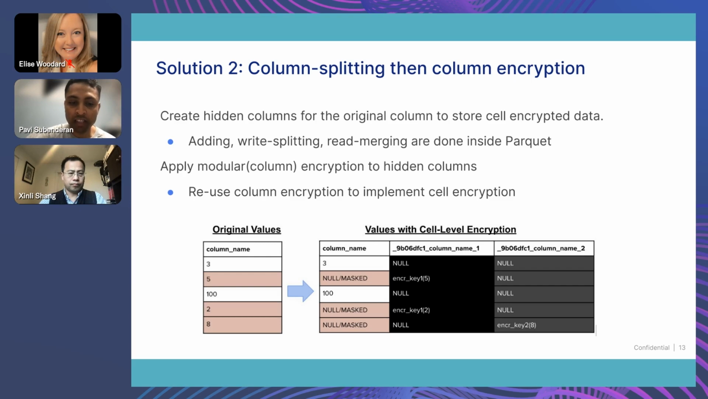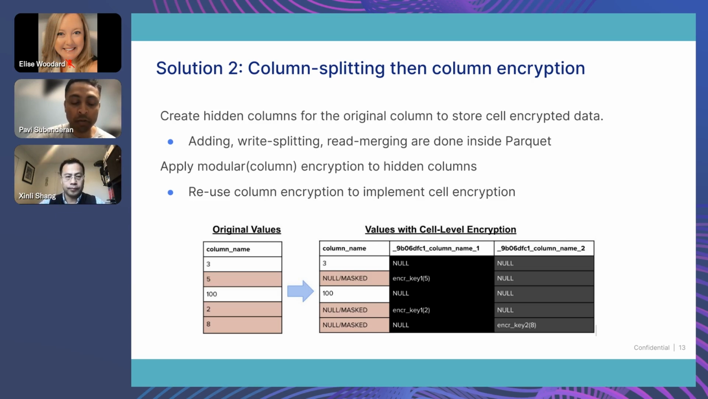In this example, we have a cell encrypted table where the original column is column name, which has some values which aren't cell encrypted, like 3 and 100. Then we create a hidden column for some of the values like 5 and 2, where we can move the values we want to cell encrypt with key 1 into this hidden column. And if we have another key we want to use to only encrypt value 8, we can move the data from the last record into this other hidden column and encrypt it with key 2.